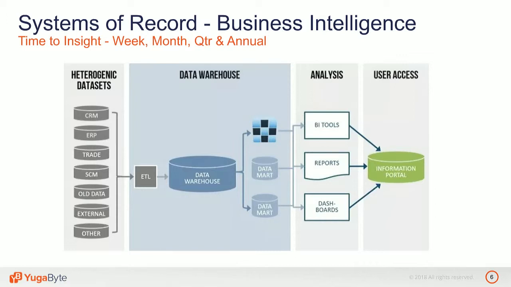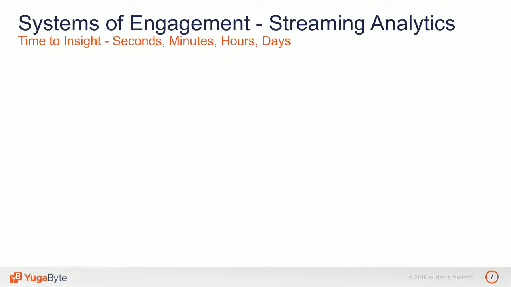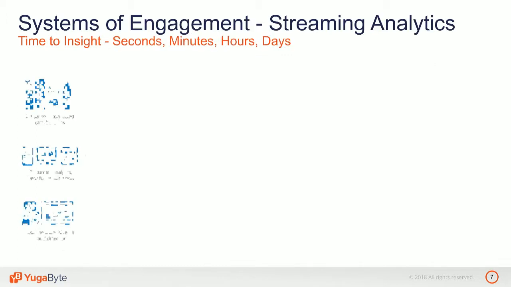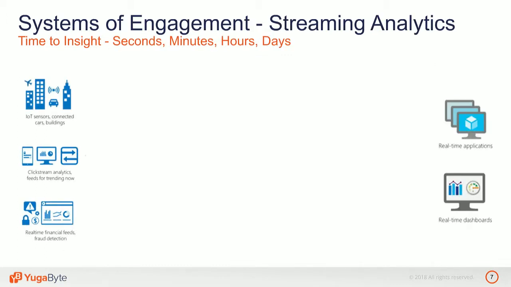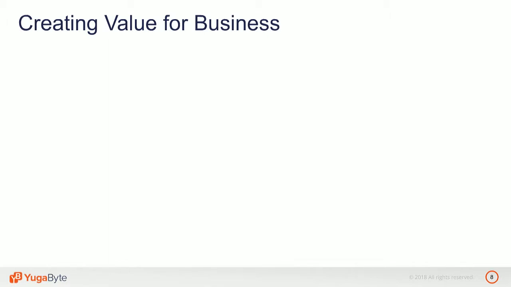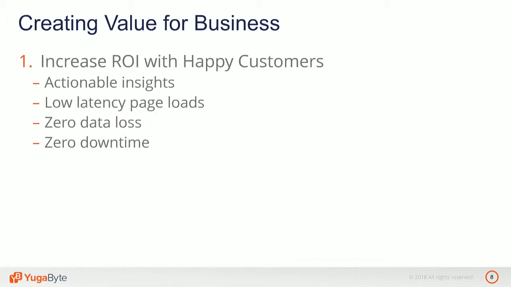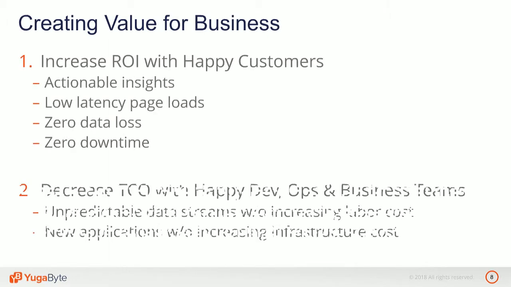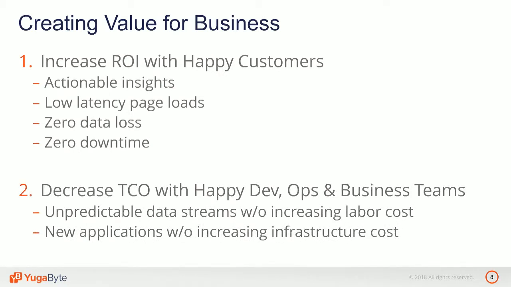Secondly, if we take an inward view of the world, it is about decreasing total cost of ownership by changing the happiness from customers now to happy developers, happy operations engineers, as well as happy business teams, the teams that actually fund our development operations. Usually what happens is if you build something successful, then your data stream that you have to ingest and analyze becomes unpredictable. Imagine the challenge that Uber has.